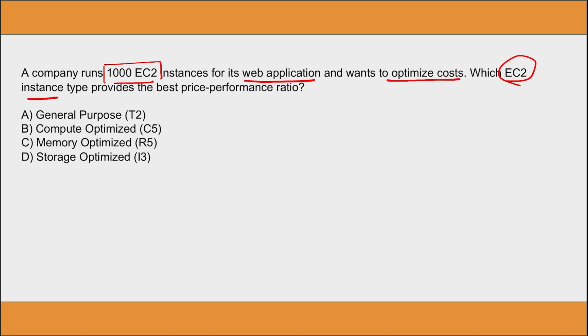Next, a company runs 1000 EC2 instances for web application and wants to optimize cost. Which EC2 instance will provide the best price performance ratio? Among the following, if we see, the best option here is compute optimized, right? 1000 EC2 instances for the web application and for cost management, for best price performance will be compute optimized, right? This will provide high performance computing.